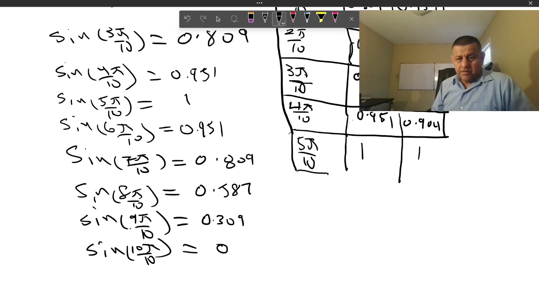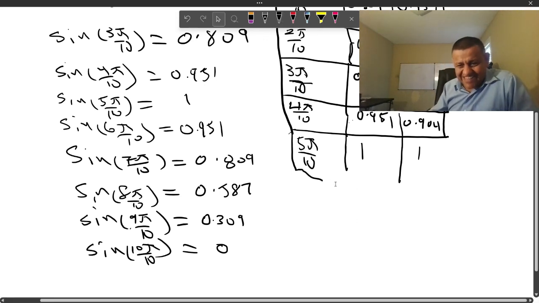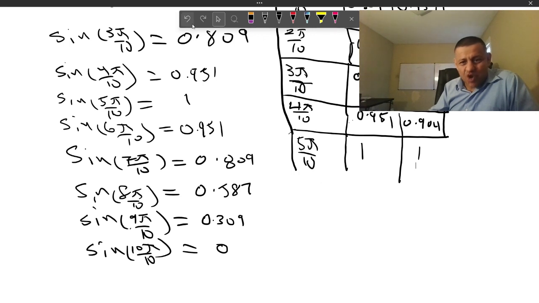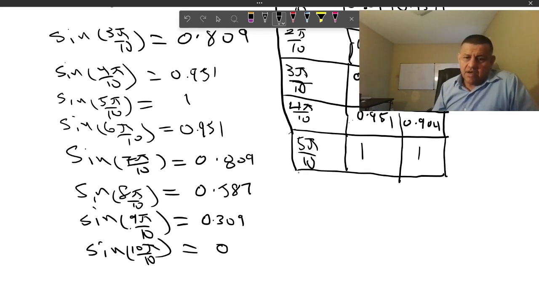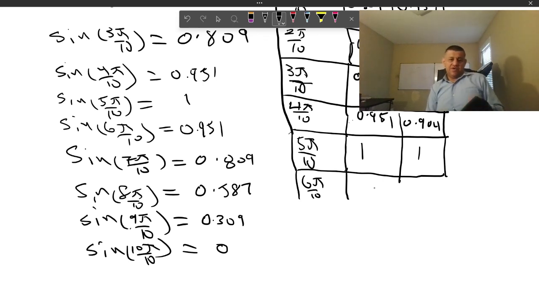This is ridiculous. Okay, this is all right. So now I am trying to draw it straight, but it just keeps going weird. That's odd. Okay, anyway. So next we do 6 pi over 10, and the value for 6 pi over 10 is 0.951 again, right?